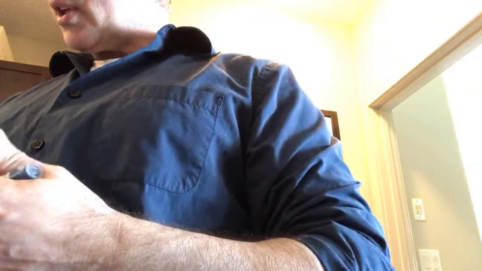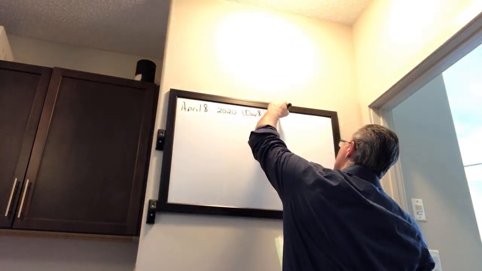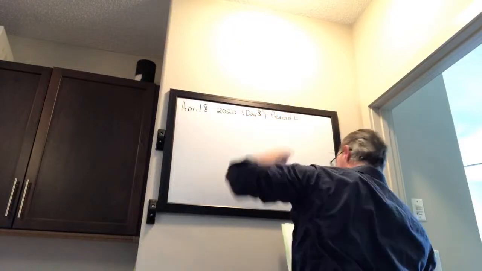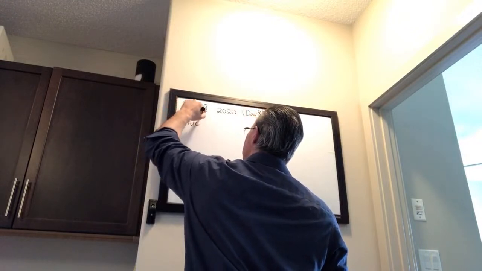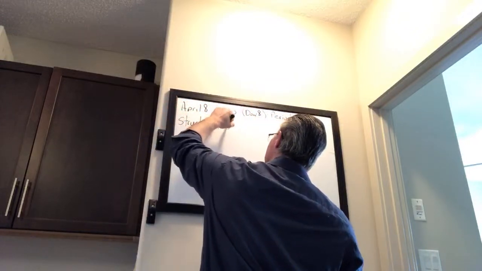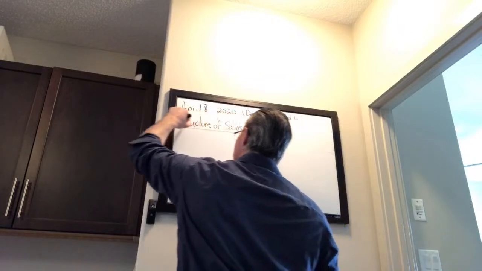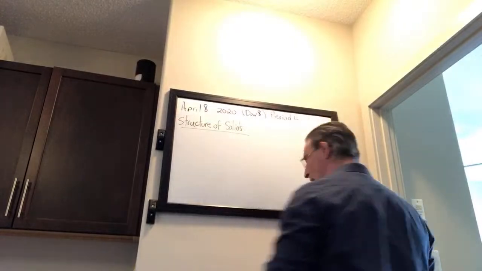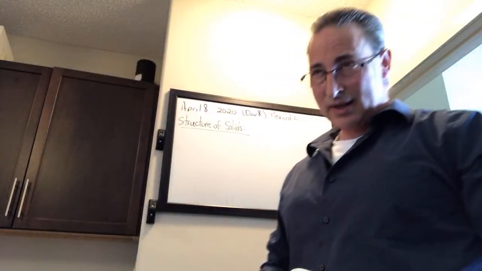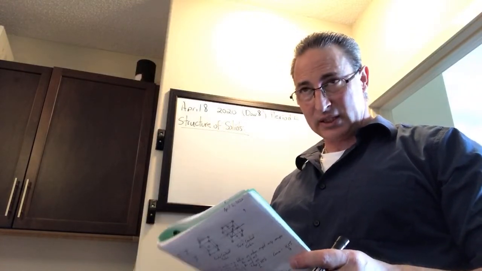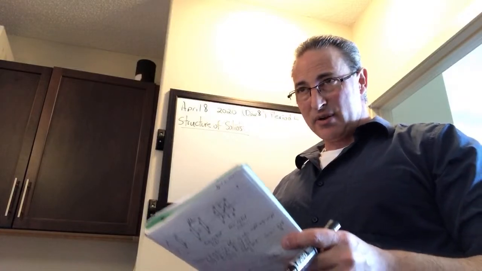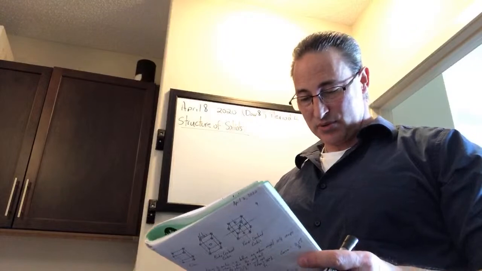So I'll start with the structure of solids, which is on page 465. There's two types of solids, crystalline and amorphous. Sometimes amorphous solids are called glass. A glass is a substance that has varying bond lengths and bond geometries within the material.